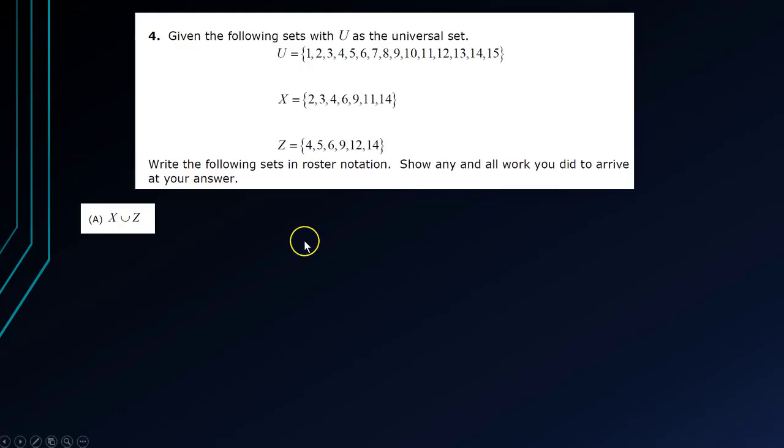So when I look at the numbers here, this starts with 4. This starts with 2. So 2, 3, 4 would be included. 5 would be included. 6 would be included. 7 and 8 are not in either one of these 2. So 9 would be included. 10 would not be included. 11 would be. 12 would be. 13 is not included. 14 would be since it's in both. And 15 would not be included.